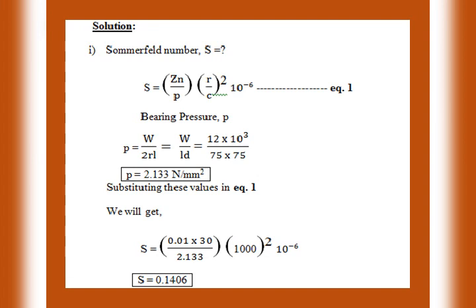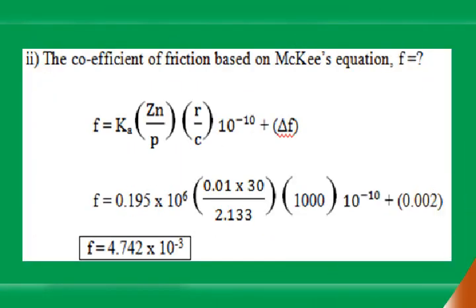Load W is equal to 12 into 10 raised to 3, that is radial load. L is equal to 75 and D is equal to 75. By substituting this, we are getting the value of bearing pressure P is equal to 2.133 Newton per mm square. Later we need to substitute this in equation number 1. We will get S is equal to, by substituting in that equation, Z is 0.01 into speed in terms of RPS, that is 30, bearing pressure just now what we got, that is 2.133, and R by C, that is the ratio 1000 square into 10 raised to minus 6, and we are getting the Sommerfeld number as 0.1406. This we need to find first.